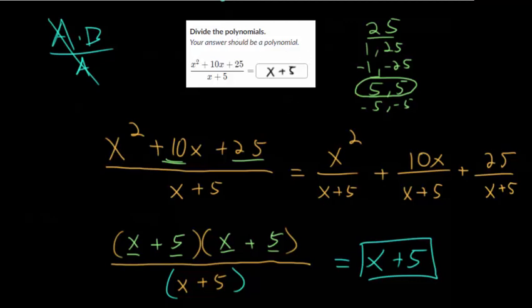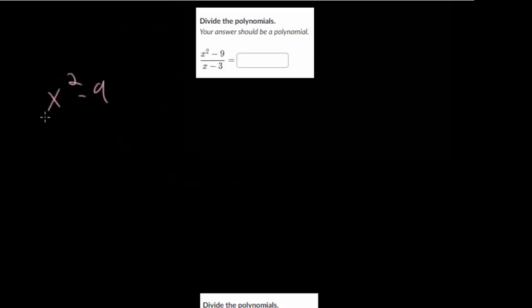So let's move on. Our general strategy will be the same in all of these. We're going to try and factor the quadratic and see if we can make a cancellation with our denominator. So I'll rewrite this. We have x squared minus 9 divided by x minus 3. But notice that the quadratic in this case is a difference of squares.